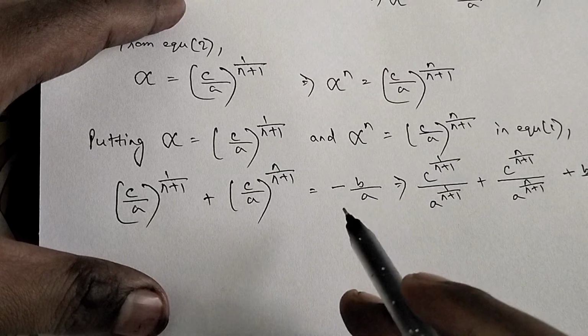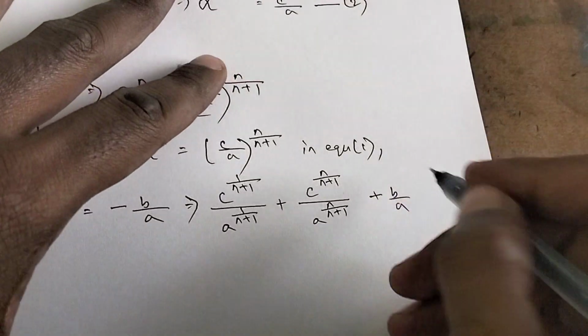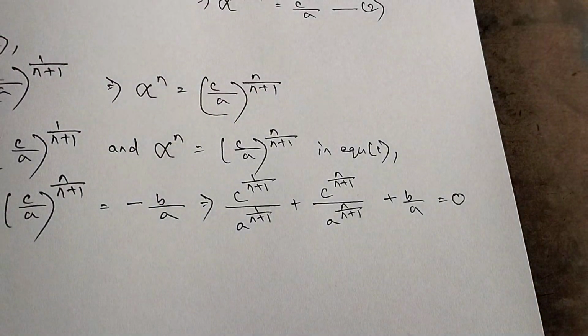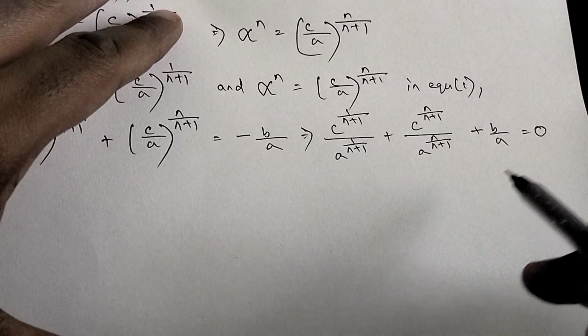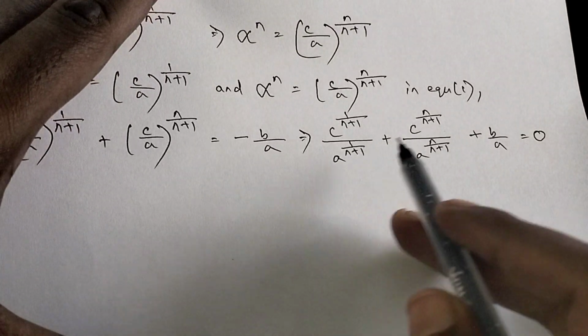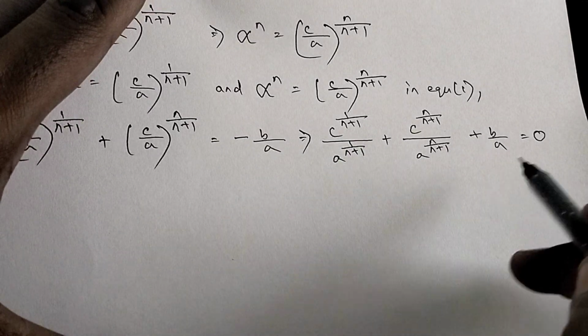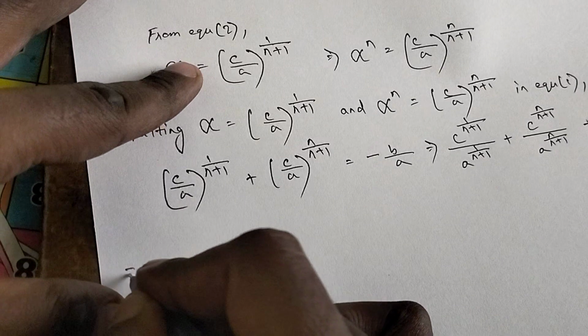We are bringing this minus b by a from the right hand side to the left hand side. So it will be plus b by a is equal to 0, right? Now we will multiply the whole left hand side and the whole right hand side with a. So how? Just see.